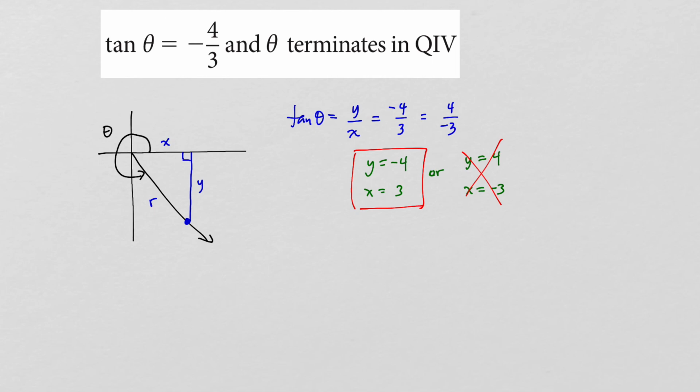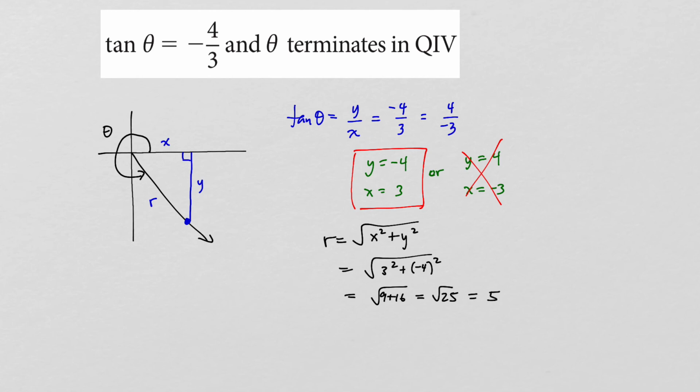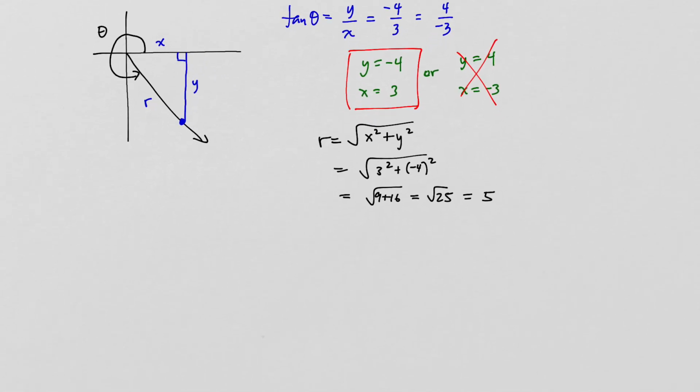Now, once I have chosen those values for x and y, r can be found by taking the square root of x squared plus y squared, which is the square root of 3 squared plus negative 4 squared, which is the square root of 9 plus 16, or the square root of 25, which is 5. So x is 3, y is negative 4, and r is 5.